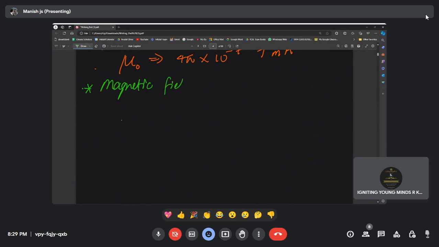So for the magnetic field, now I'm writing the expression. We know how it is, but now we will write the expression, due to a straight current carrying conductor. So we'll try to visualize it.